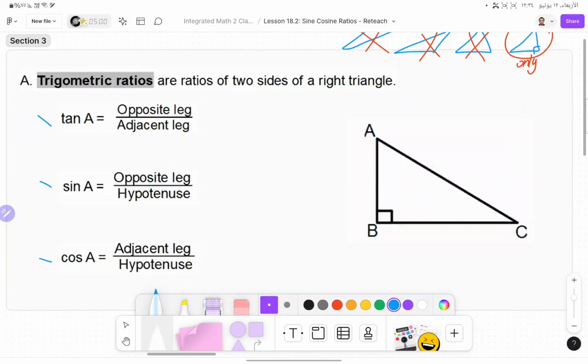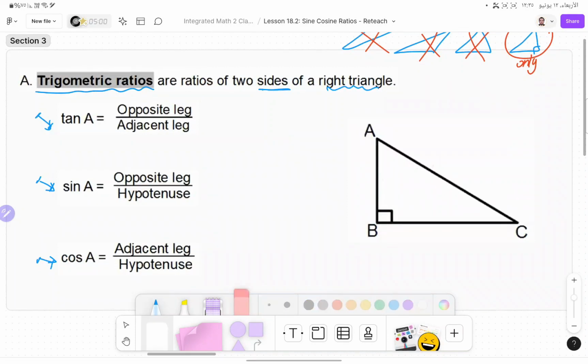Tan, sine, and cosine: we have a topic that combines all three under one topic. So what's the topic? We call it trigonometric ratio. When someone asks you what trigonometric ratio means, it is represented by the sine, cosine, and tangent. All of these are called trigonometric ratios, and a ratio is between two sides of a right triangle.